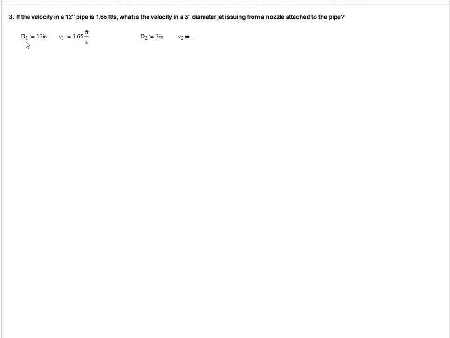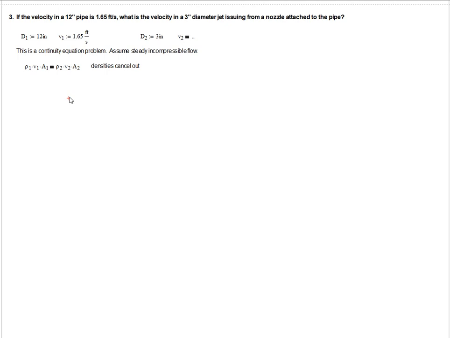So at position 1, our diameter is 12 inches, velocity is 1.65 feet per second. And then at the end, we have this nozzle that reduces the diameter down to 3 inches, and we're asked to find what the velocity is. Now, this is a problem that is a direct application of the continuity equation.